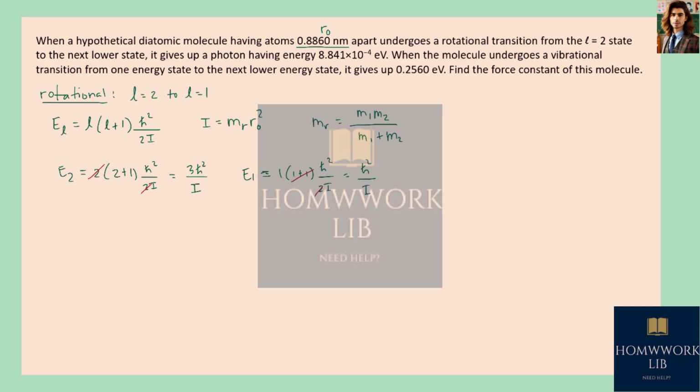And now I can find, I'm going to call it delta ER for rotation. E2 minus E1 will be 3 h bar squared over I minus h bar squared over I, which leaves me with just 2 h bar squared over I. But like I said, we'll go ahead and substitute mr times r naught squared at this point.